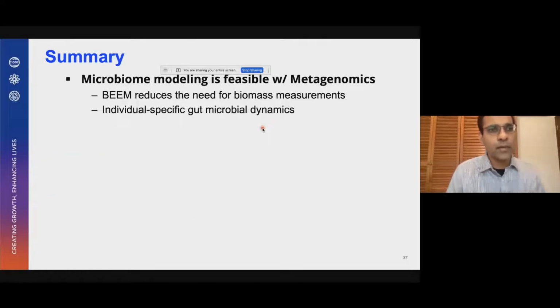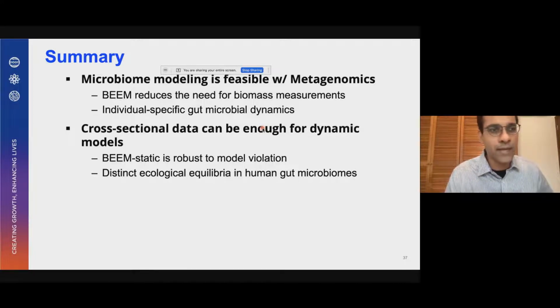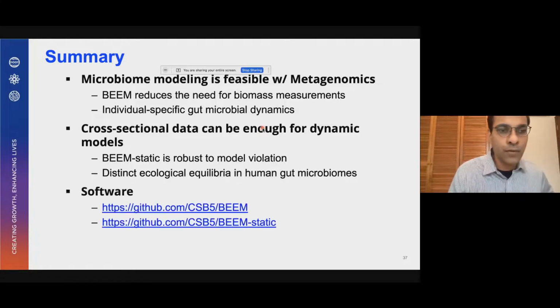So, in summary, I would like to highlight that we think microbiome modeling is increasingly becoming feasible with metagenomics, even without biomass measurements. We think this is a big win for the field. And there's individual specific dynamics that we can capture. Cross-sectional data can also be used with its caveats. BEEM-Static as a method is robust to model violation. We have distinct ecological equilibria in human gut microbiomes, which are different from the enterotypes that we have heard of before. And the software that we have generated is all publicly available, and our data sets are also available. So please do reach out in case you're interested in using them, or you have any challenges in using them.